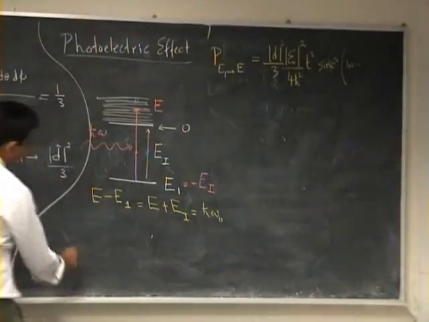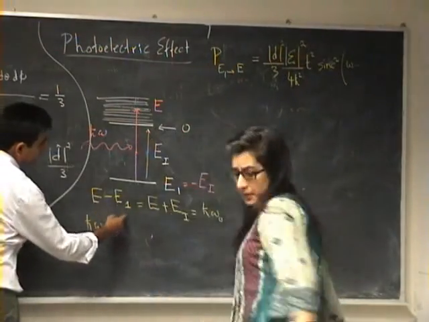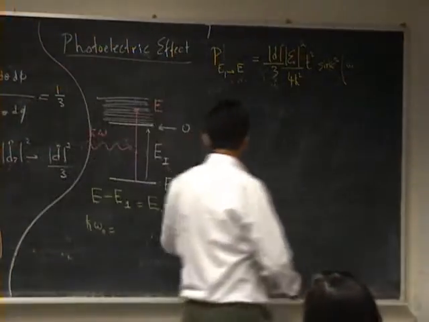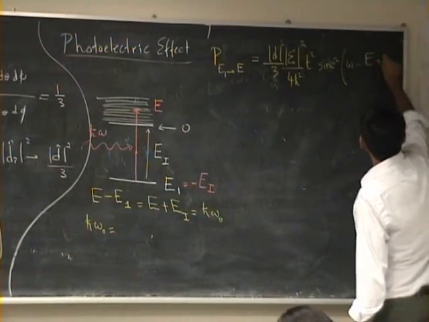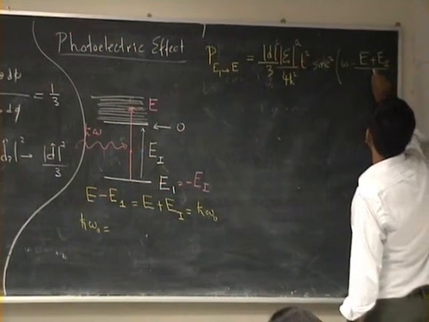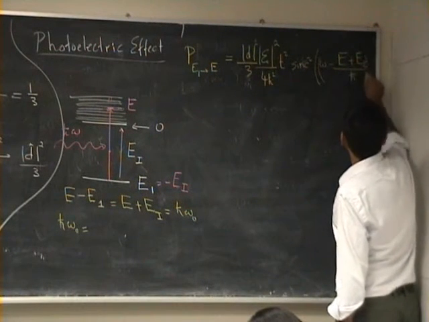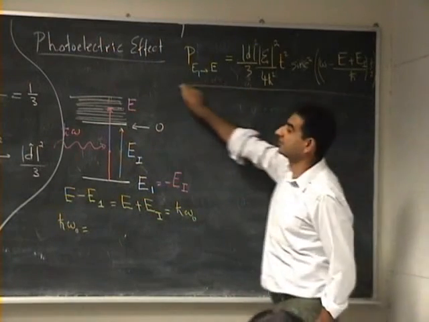Remember that my H bar omega naught is this E plus EI, right? So instead of omega naught, I can write E plus E sub I over H bar into T over 2. Right? So this is my probability of making the transition.